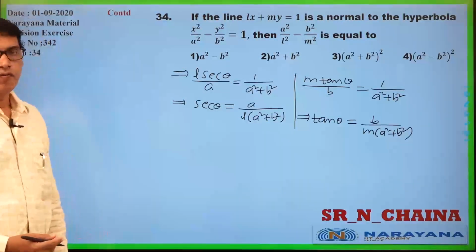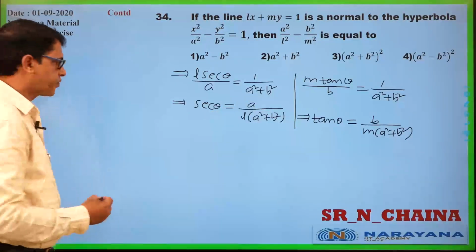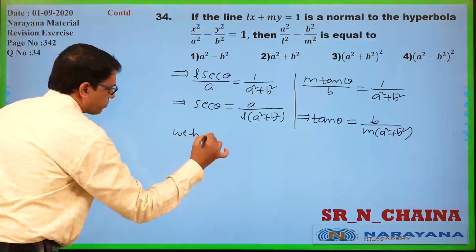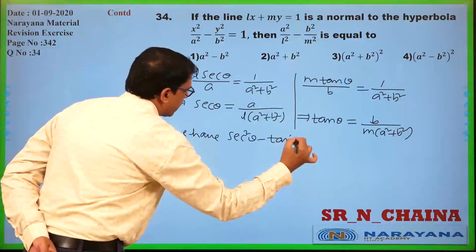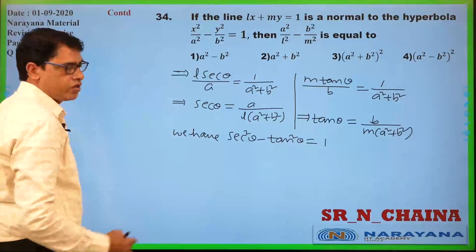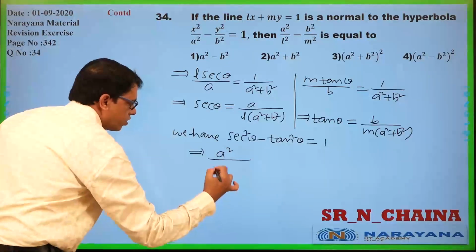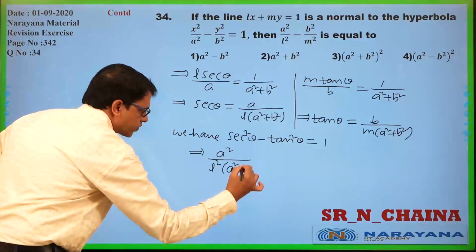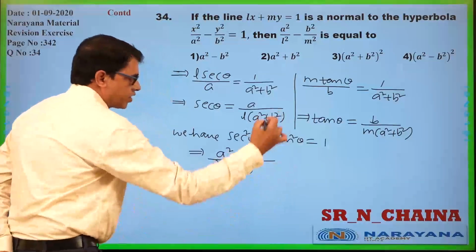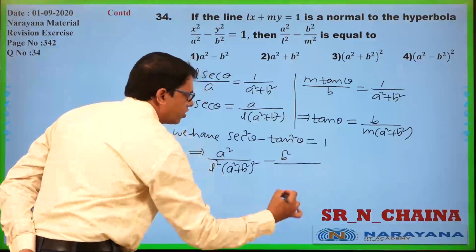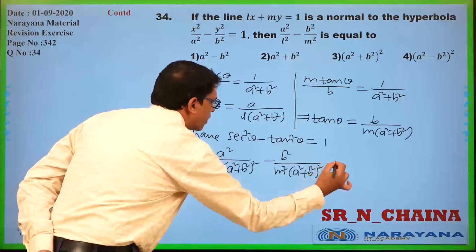Now, elimination. We have secant square theta minus tan square theta equals 1. So, secant square theta is A square upon L square into a square plus b square whole square, minus tan square theta, which is B square upon M square into a square plus b square whole square, equals 1.